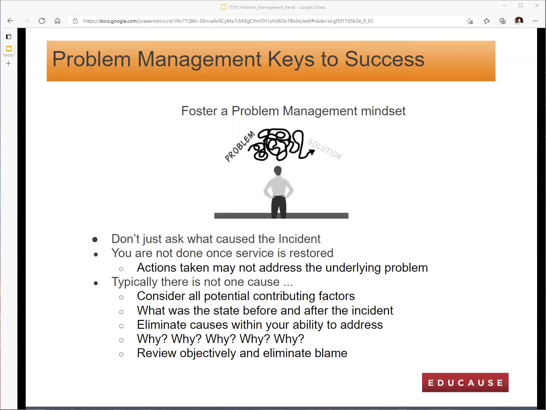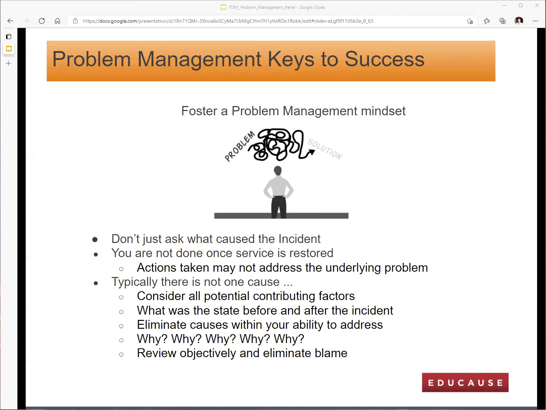Did you change the application? Was the database undersized from the beginning? What changes were made that caused the database to fill up and fall over? Was it a process problem? Was it a people problem? Did we not know enough about the application to understand our database? So things like that are very important to make them consider all the potential factors and try to do the why kind of thing.